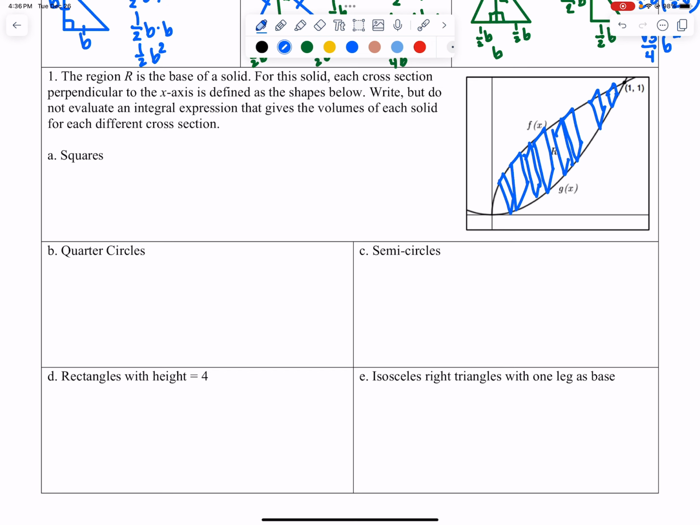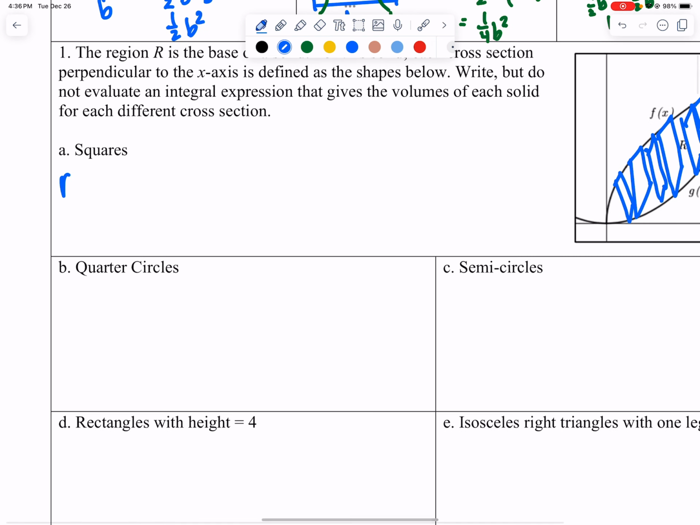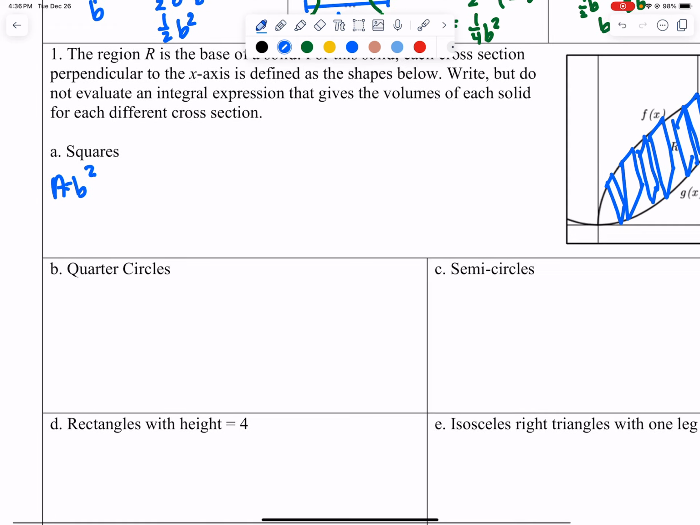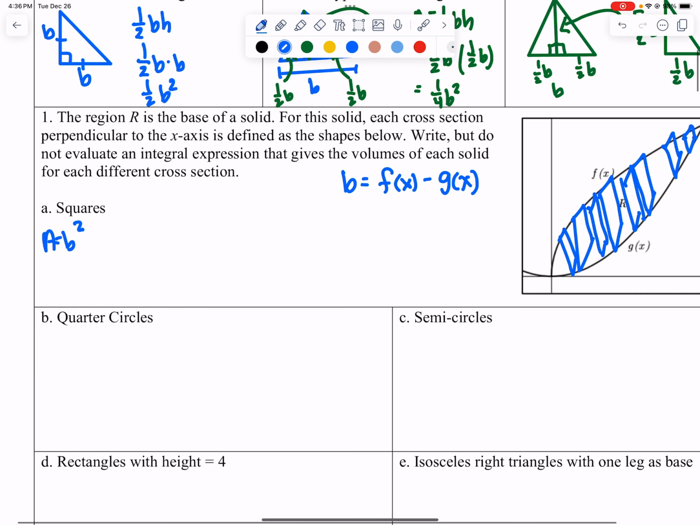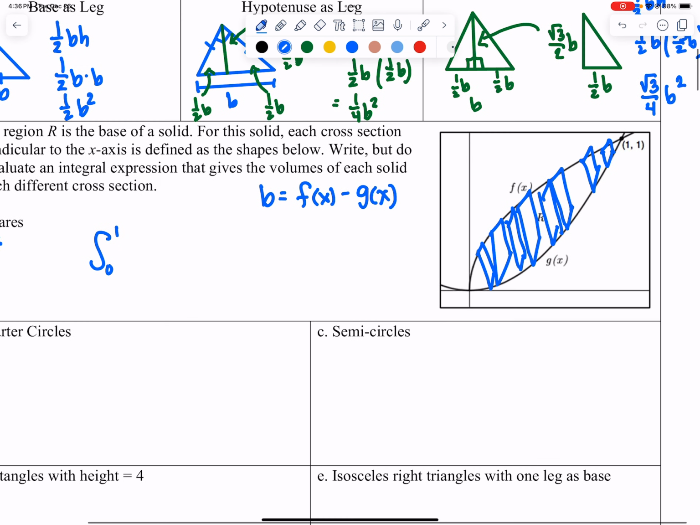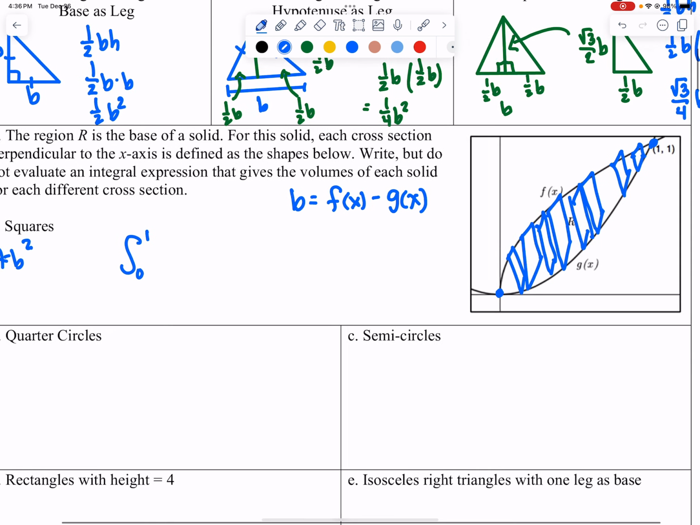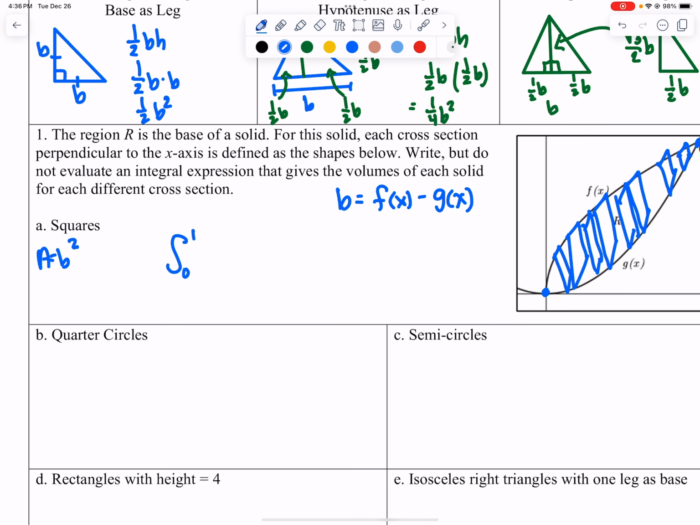Well, we know that the area of a square is base squared, and we just got to figure out what my base is. Remember, my base is going to be whatever my vertical distance is. In this case, it's top minus bottom. So here I have f of x minus g of x. So my base for all of them is going to be f of x minus g of x. In this case, if I'm going to make an integral expression, I'm going to go from 0 to 1, since my bounds are from 0 to 1. And then I have b squared. In this case, I have top minus bottom, f of x minus g of x squared dx.